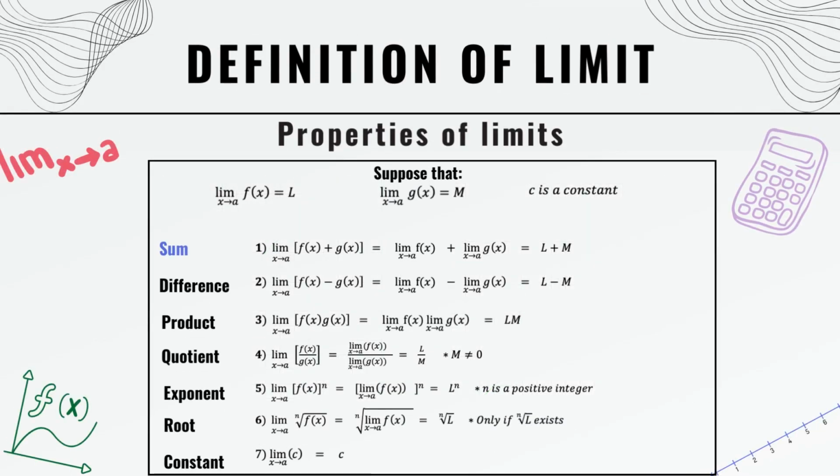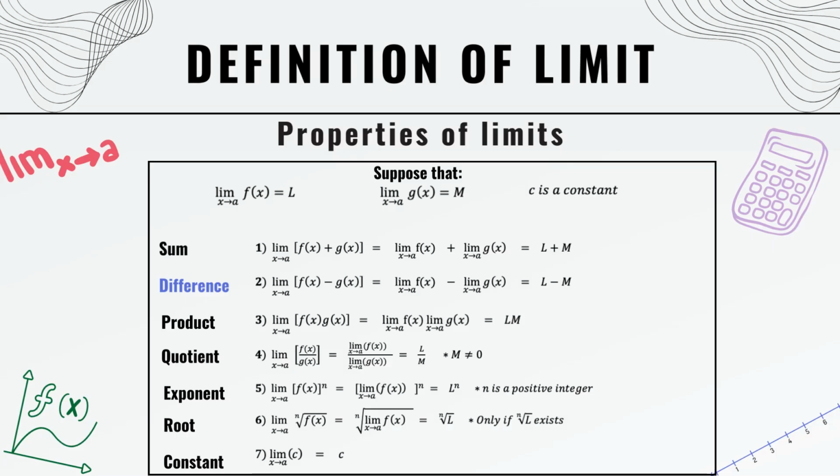For more complicated functions, we have some rules for limit of a sum, difference, product, quotient, exponent, root, and finally, constant. Assume that we have two different functions here, f of x and g of x, which have different values of limit when x is approaching the same number, a. Those values are L and M. The limit of the sum of f of x and g of x is just the sum of the limit of f of x and g of x, L plus M.